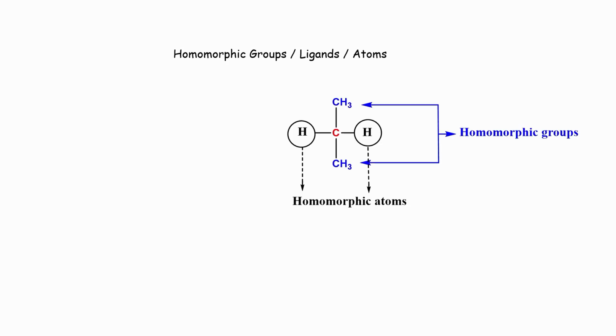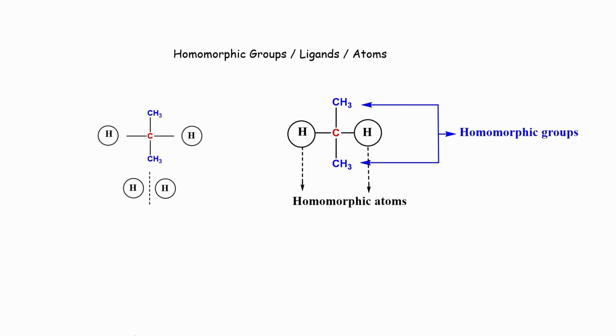See this example. Here it is propane. These two hydrogens are homomorphic atoms, and these two methyl groups are also homomorphic groups, because in isolation they are identical and superimposable on each other.